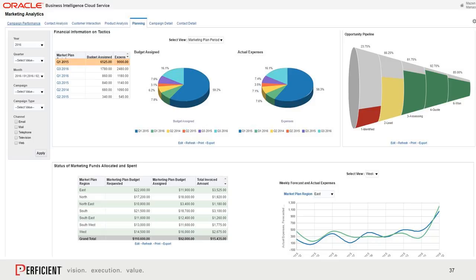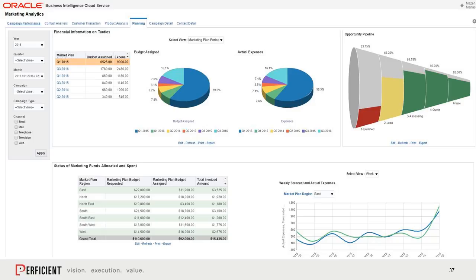Planning. So as a VP, I want to keep an eye on campaign funding and spending. I come to the planning page where I can easily compare budgets assigned for each plan period against actual spending. I can take a look at the opportunity pipeline, which shows me the sales pipeline in its current state as it compares to the goals. We see a percentage to the target across each stage of the pipeline.